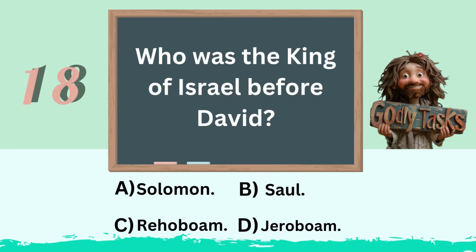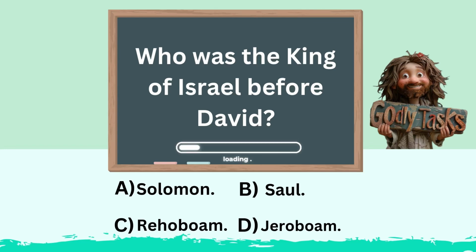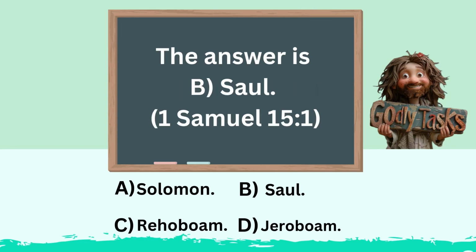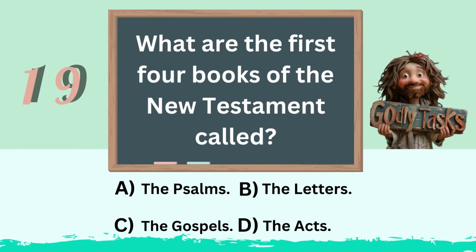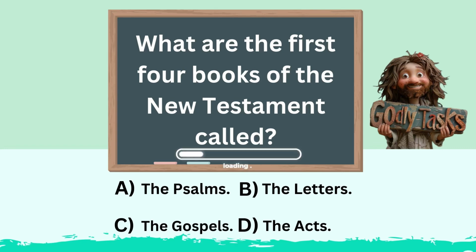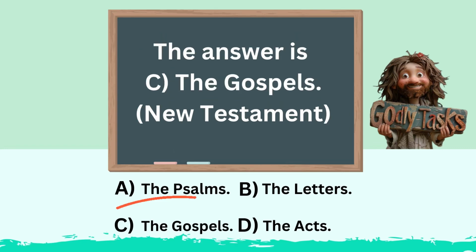Question 18. Who was the king of Israel before David? A. Solomon. B. Saul. C. Rehoboam. D. Jeroboam. The answer is B. Saul, 1 Samuel 15:1. Question 19. What are the first 4 books of the New Testament called? A. The Psalms. B. The letters. C. The Gospels. D. The Acts. The answer is C. The Gospels, New Testament.